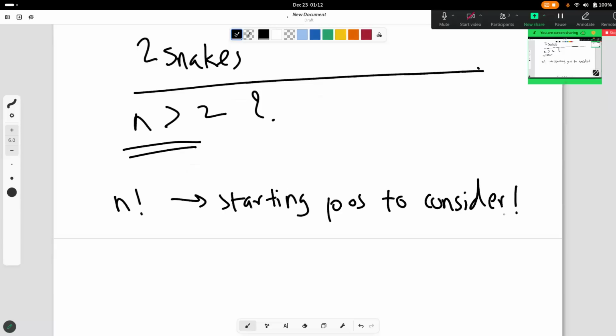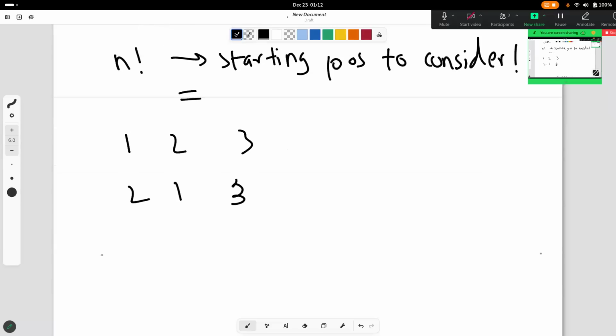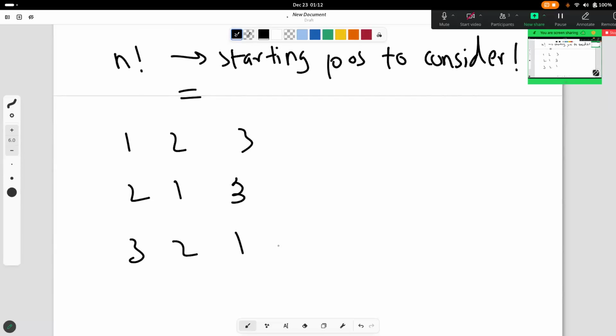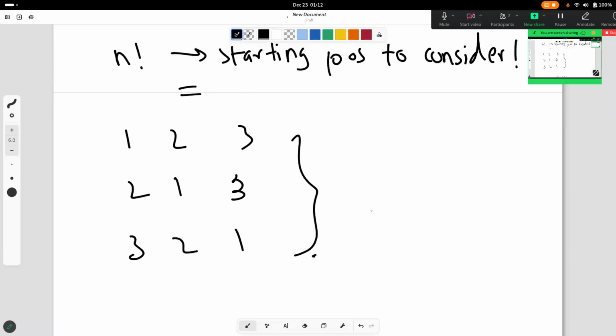There are n factorial starting positions to consider, like you could place 1, 2, 3, then you could have 2, 1, 3, and you could have 3, 2, 1, something like this, overall n factorial positions to consider. And even after you have these n factorial positions, you still would have to consider one more thing, which is what would be the spacing between these snakes.